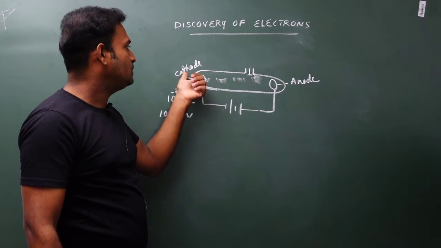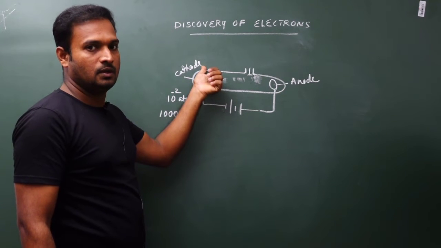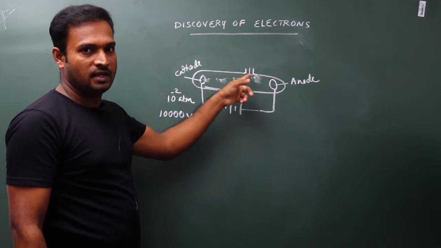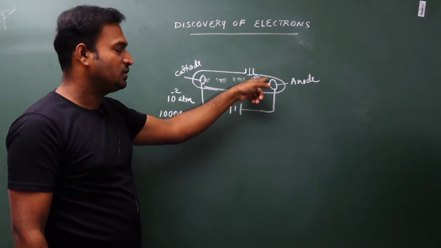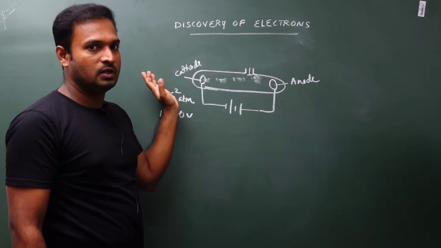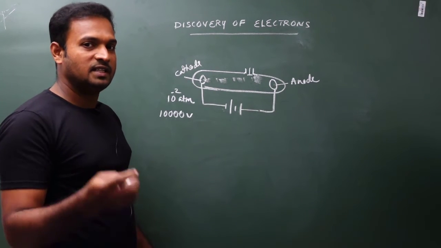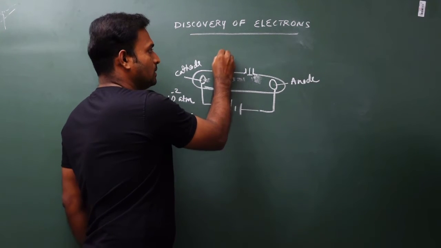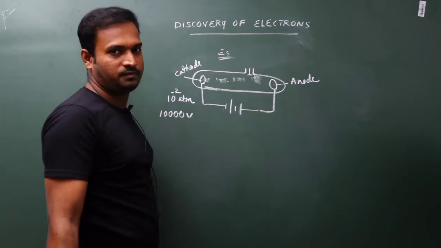And he called these rays cathode rays. So these are cathode rays. Cathode rays are rays produced from the cathode. He thinks the light is due to the production of these rays and called them cathode rays. And the small particles present in cathode rays were called electrons. So this is the discovery of the electron.